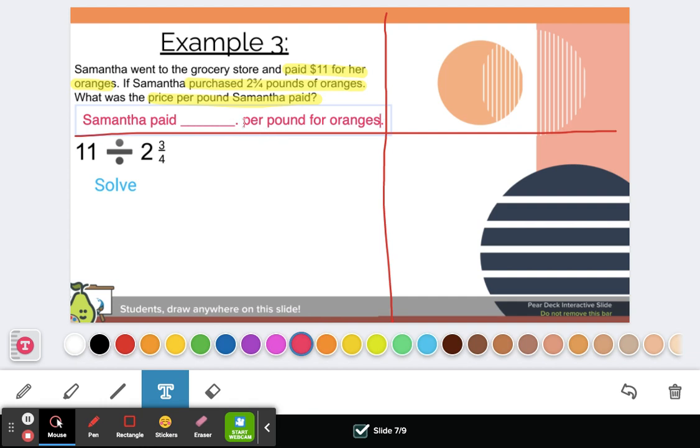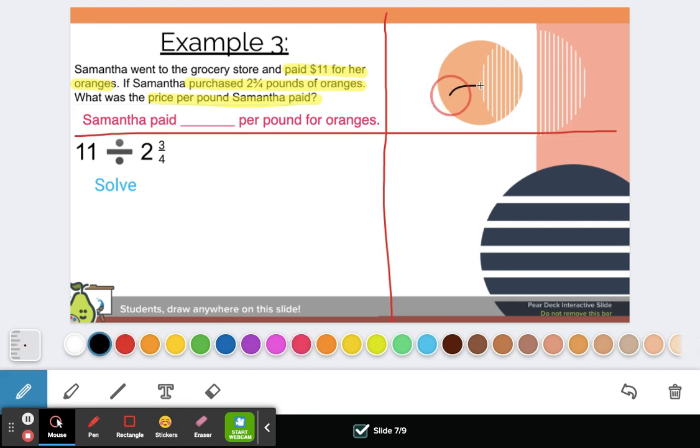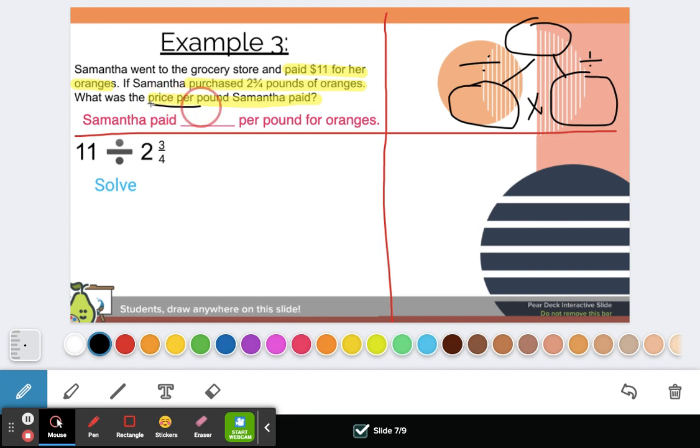All right. So now what we've got to do is use our multiplication division triangle to figure out what is going on. So again, our multiplication division triangle right here. So what is going on? I know that she paid for some oranges and they're talking about how much she paid in total and how many pounds she got, but we need to figure out how much it was per pound.